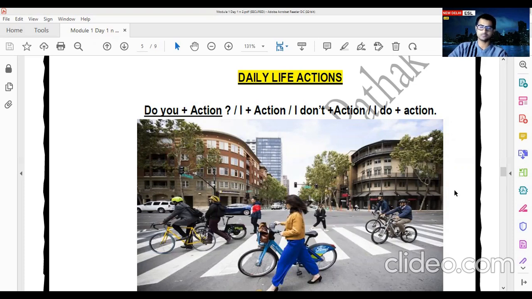And simply you can reply: I action. I don't action. Don't stress your T, don't say don't. You can say don't. I don't action. And the third possible answer is I do. That means you certainly do that. So here we go.